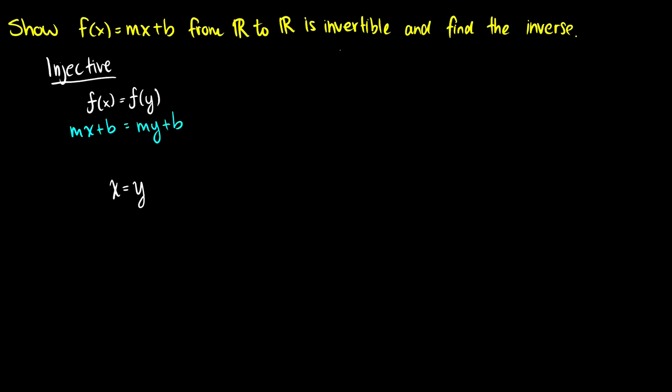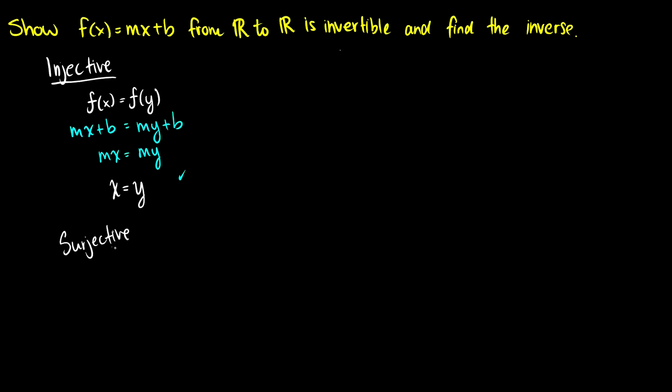We can subtract b from both sides. So we're going to get mx is equal to my. Then we can divide both sides by m, and we're going to get x is equal to y. So we're good. Next one is surjective.